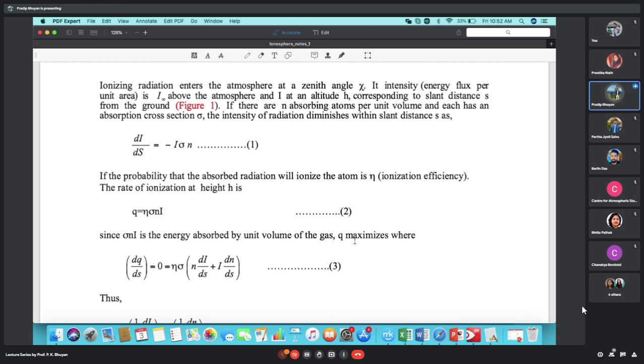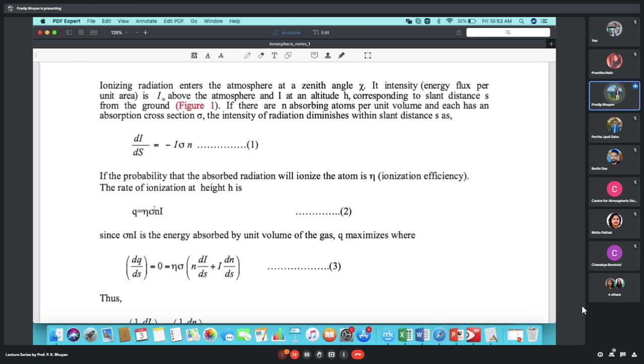And therefore, when Q maximizes, dq/ds is equal to 0. That means the change in the rate of ionization, Q is the rate of ionization, with respect to height or distance will be 0. That means there will not be any more ionization further. Even if you change the height, exactly at the point of maximum, you do not get any change in Q. So at the point of maximum, dq/ds is equal to 0.